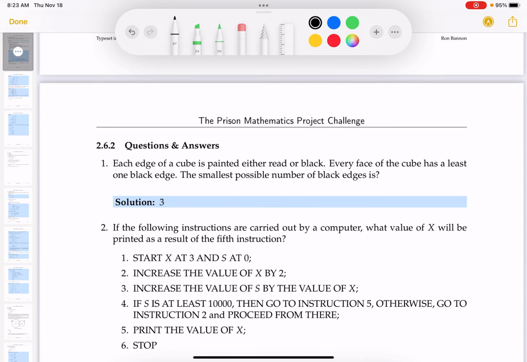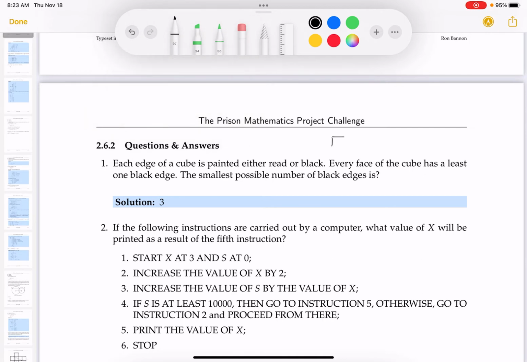I'll read it to you, and the first thing it says is you've got a cube. So the edge of a cube. I'll put this over here. These are what the edges look like. I'm doing my best job at drawing what looks like a cube to me. So it says, the edge of a cube is painted either red or black. Ooh, I made a mistake here in the writing of this. I have to correct that now. This should read red. All right, sorry about that. So every face of the cube has at least one black edge.